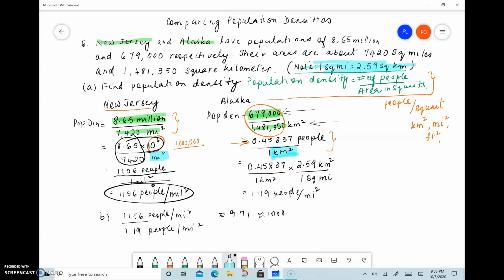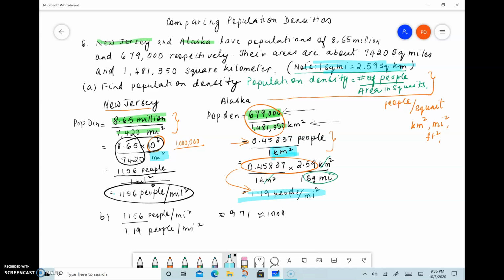Note that the equation is given. 1 square mile is equal to 2.59 square kilometers. Now we multiply with 2.59 square kilometers over 1 square mile because we want to cancel off the kilometers. We want to make sure that our answer is in square miles, people per square mile. So when we multiply these two, we get 1.19. Use your calculator to do this. People per square mile.